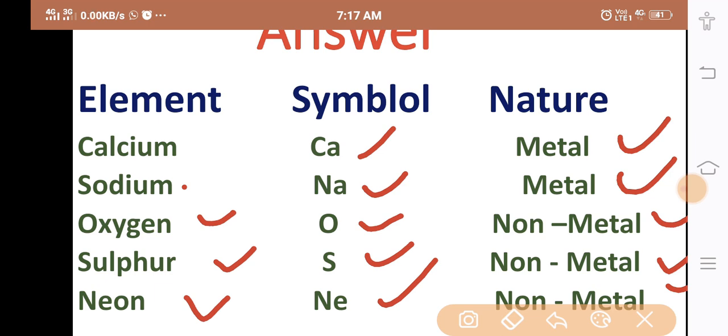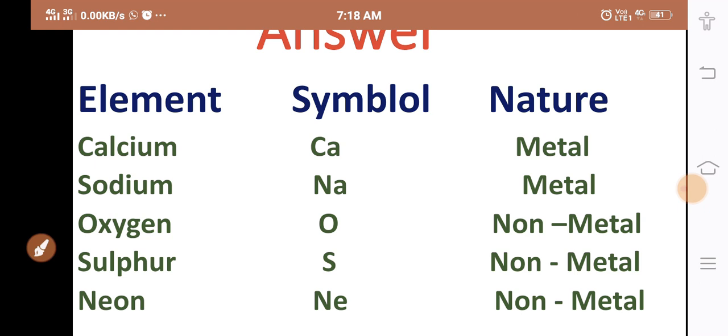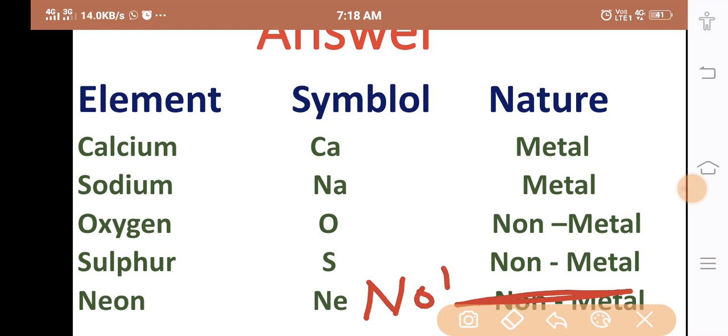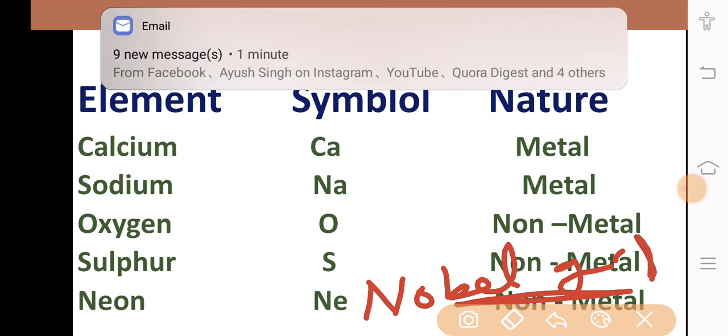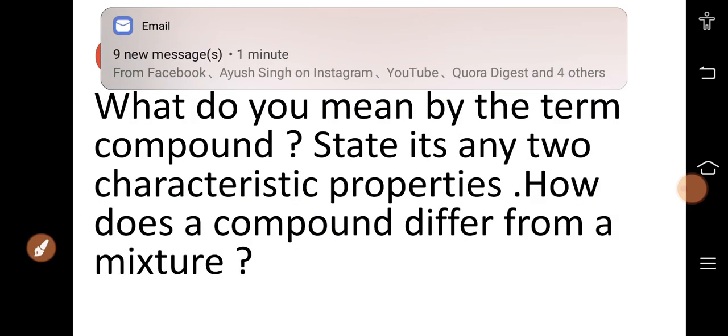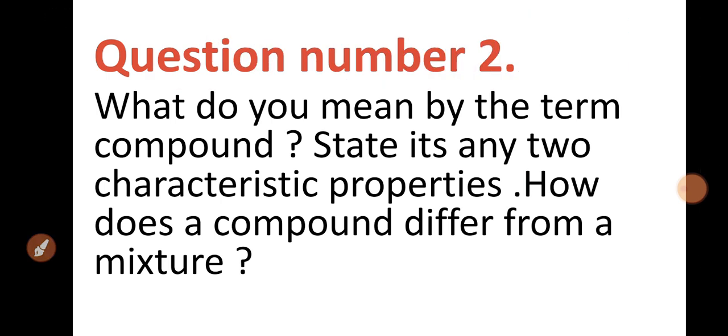In the modern periodic table, noble gases are present at the extreme right side, like helium, neon, argon, krypton, xenon and radon. These all are the noble gases. And why do we call them noble gases? Because they are inert in nature. Inert means non-reactive, because of their complete octet.